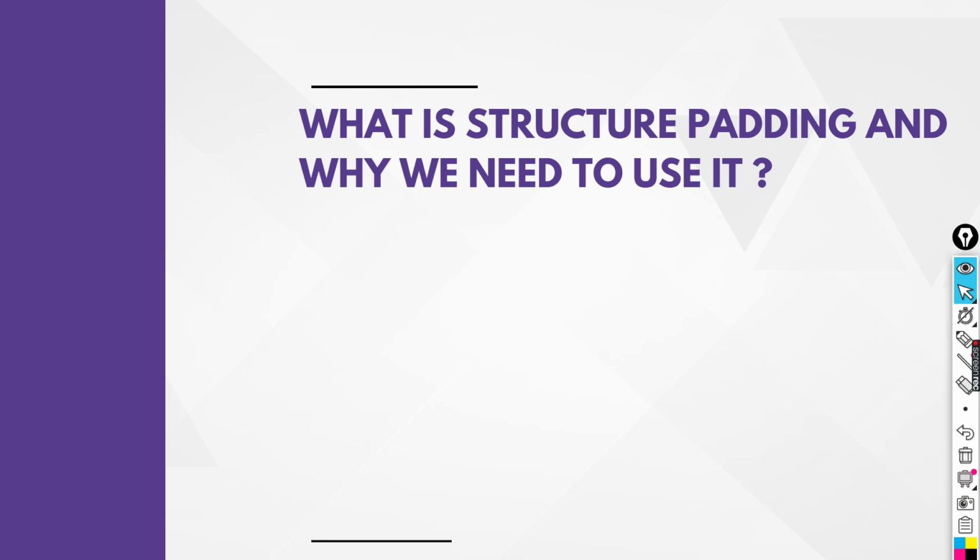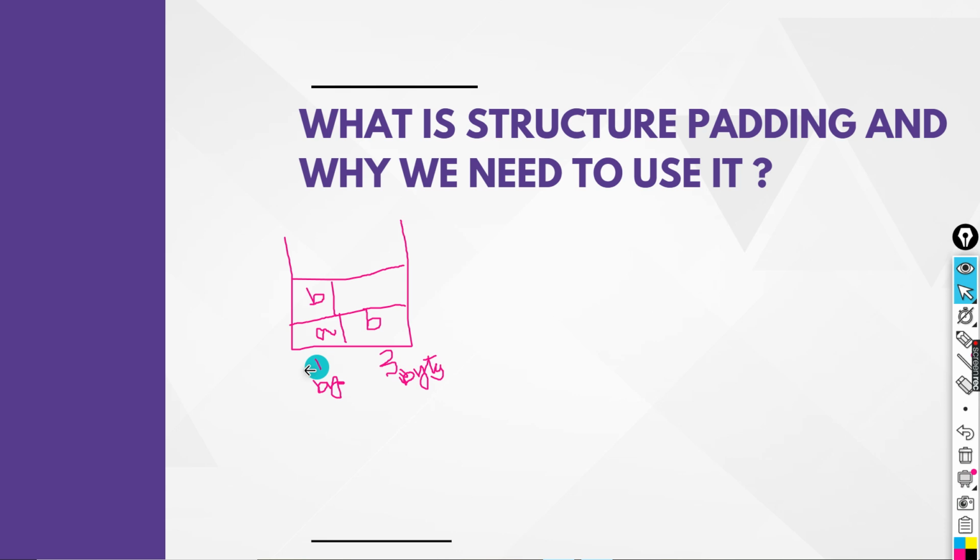Let me show. If we are storing a character variable a, it takes only 1 byte, and then we are storing the integer, which will take 3 bytes in the first word, and then it will store the other 1 byte in a separate memory location. So this is unaligned memory access.